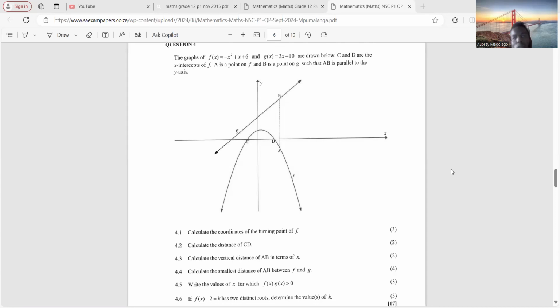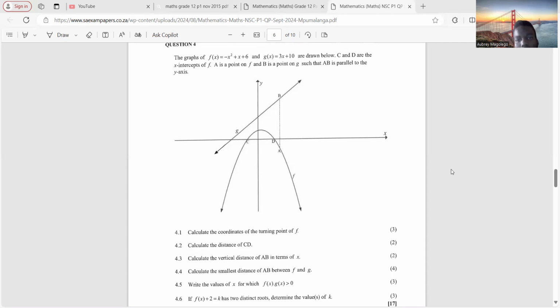This is question number 4, which is function. In this question, they say the graph of f of x is equal to negative x squared plus x plus 6 and g of x is equal to 3x plus 10 are drawn below, which you can see. C and D are the x-intercepts of f. A is a point on f and B is a point on g.